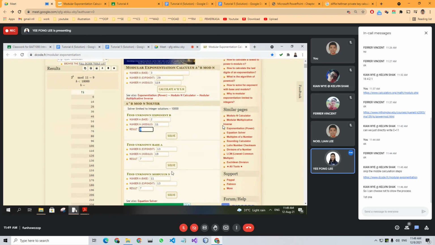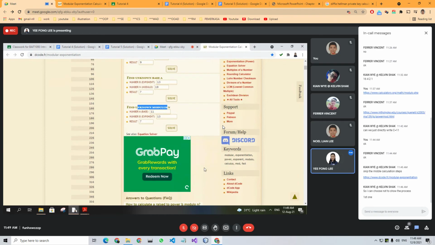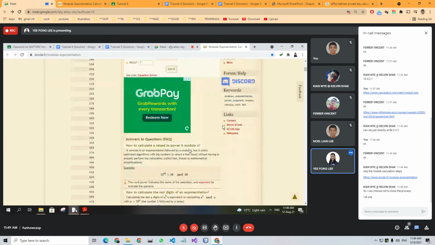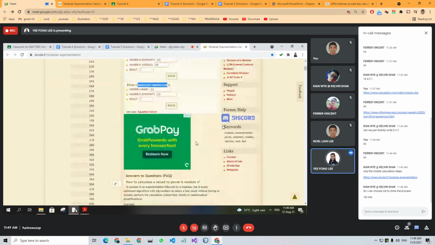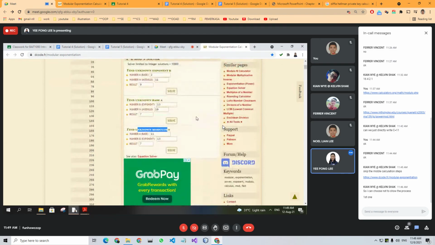So this one, they have different patterns available. This one is used to find the unknown base. This one is used to find the unknown modulus. So at the moment, this is the best we have. So try to use it, practice, use this to double check all the exercises that we did before, just to make sure the answer is the same. And we know how to use it.